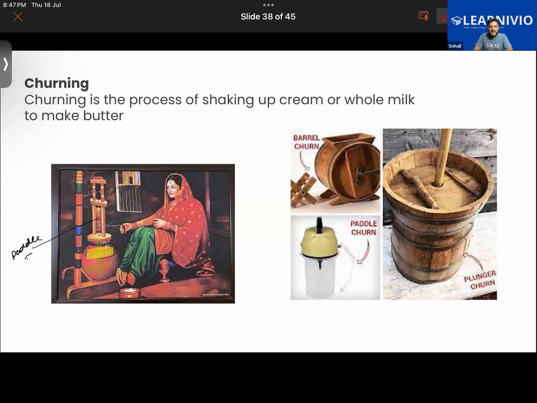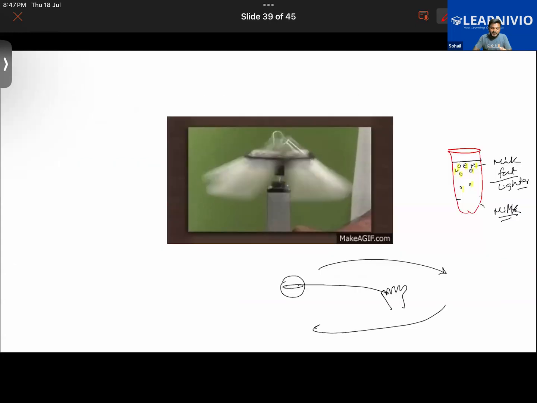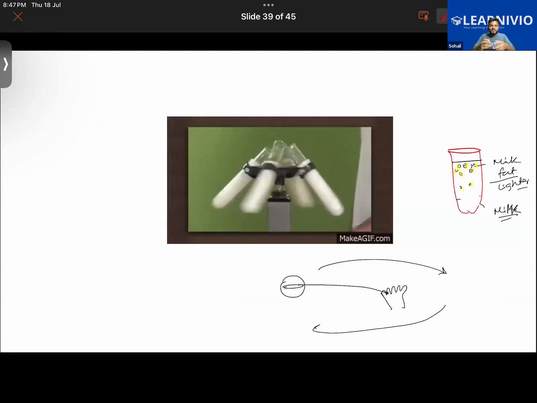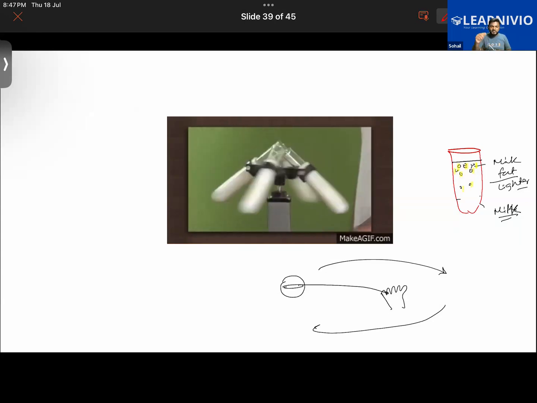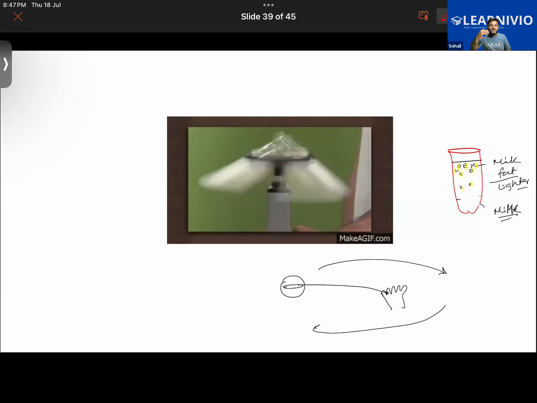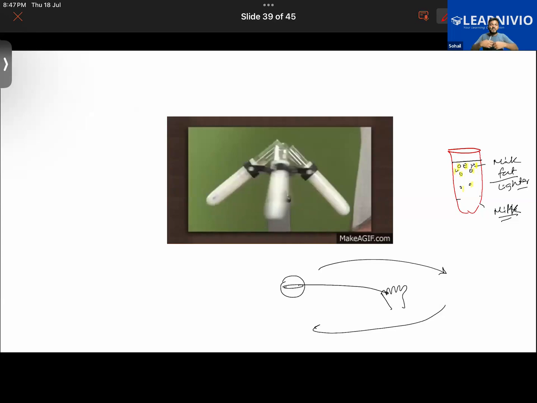See, we were learning about the centrifugation of milk. We know about centrifugation that it's the process of separating particles using centrifugal force. Centrifugal force is just like when you spin a stone tied to a thread, the stone will experience an outward force. It will feel like it is being pulled in the outward direction.